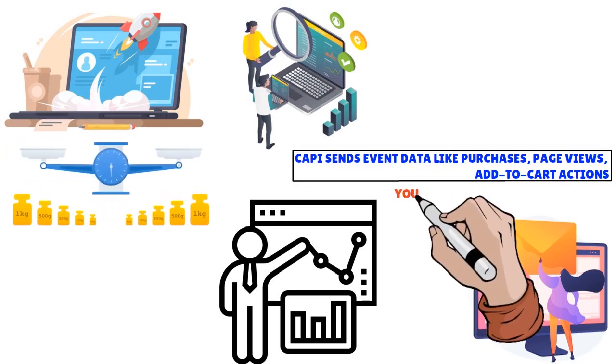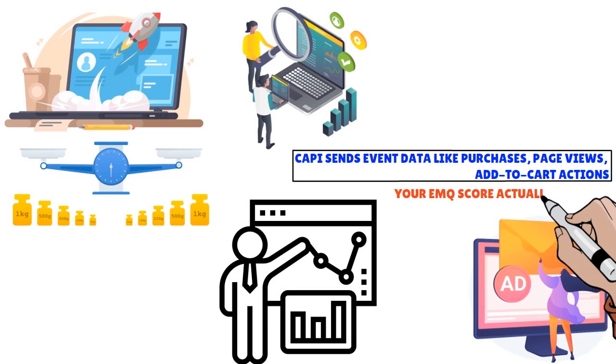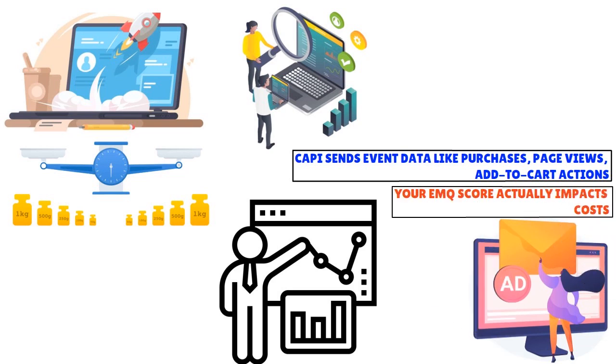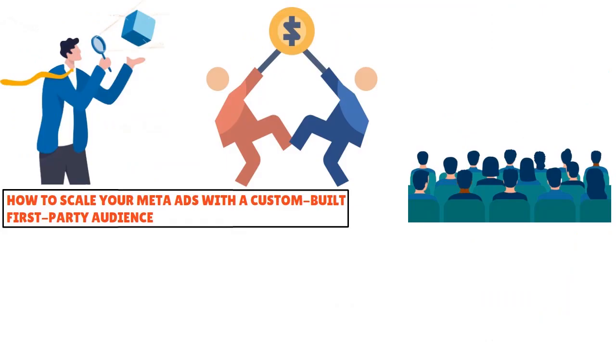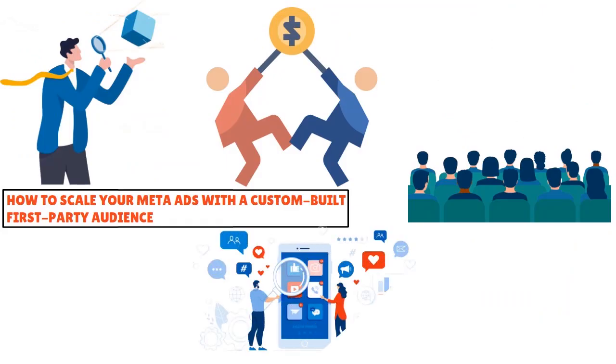Your EMQ score actually impacts cost. The better your EMQ, the better rates you get. The lower your EMQ, well, we like to call it the Meta tax. By sending your first-party data through CAPI, you give Meta the data it needs to understand who your audience is, what they want, and what you can do to avoid the Meta tax.